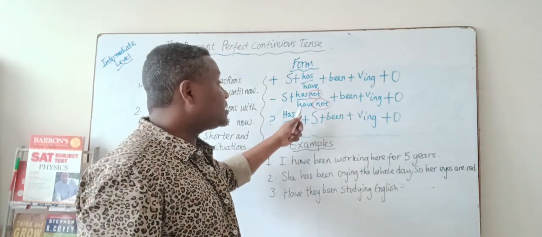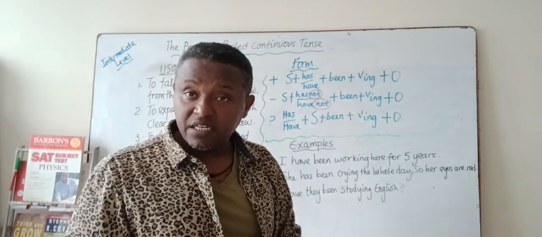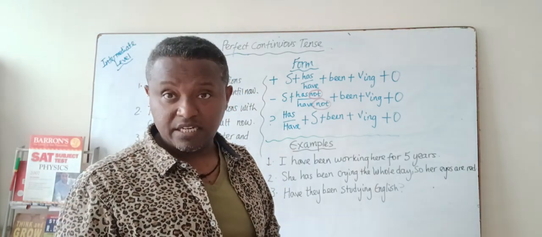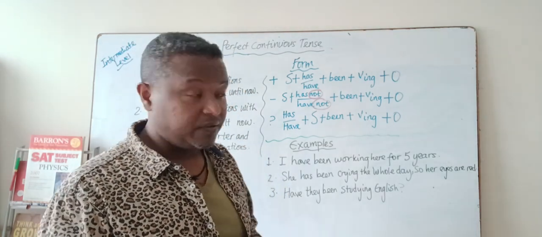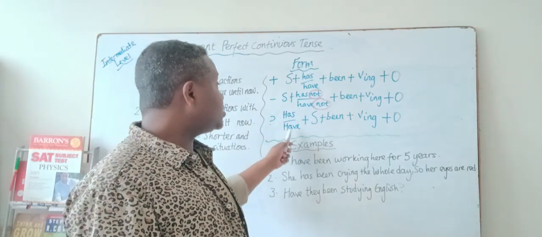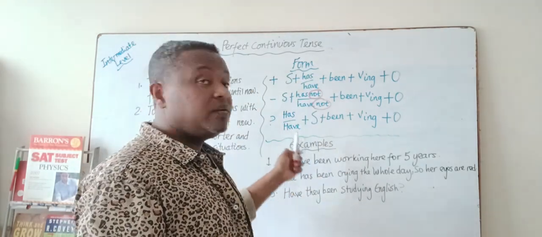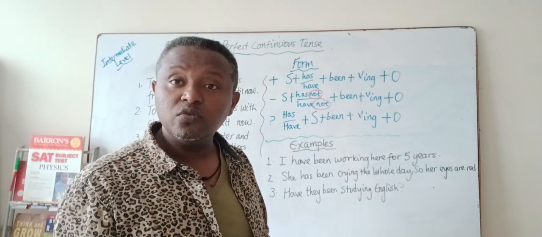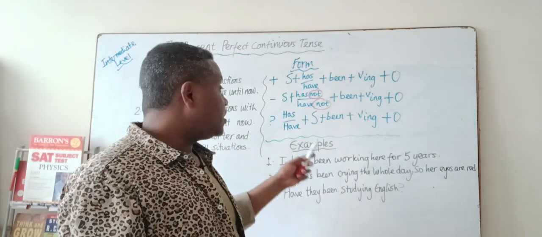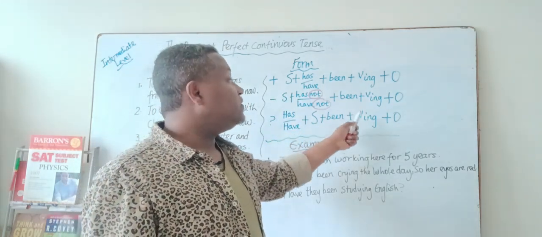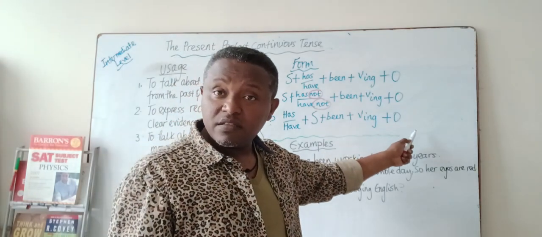So we can say I have not been reading lately. I have not been reading. And the question form is just by bringing the have verbs to the front. Have you been visiting the countryside?